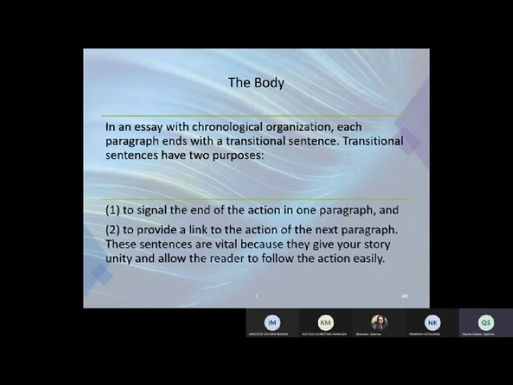So as I had mentioned in the previous workshop, it's saying something like this: this paragraph has shown that unemployment is the main cause of poverty in Africa. However, lack of education can also lead to poverty in Africa. So you have concluded the previous paragraph and then introduced the next topic, which is lack of education. So these sentences are vital because they give your story unity and allow the reader to follow the action easily, right?